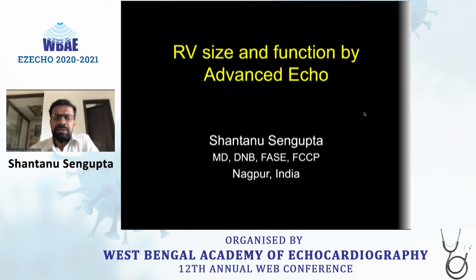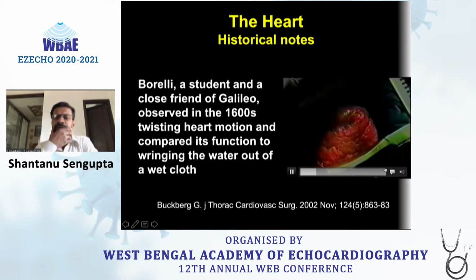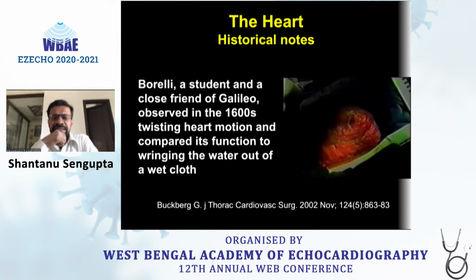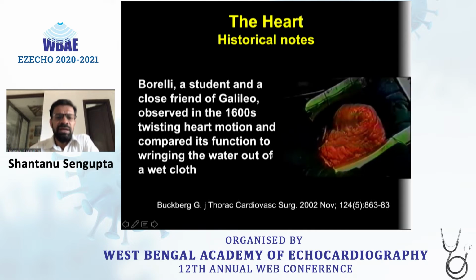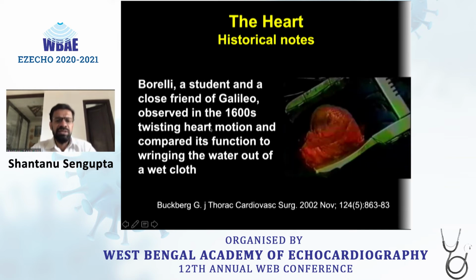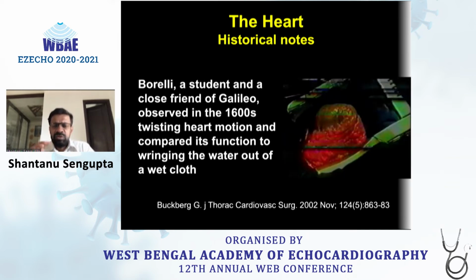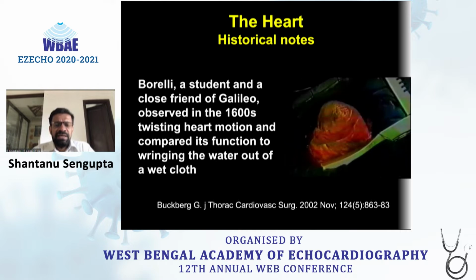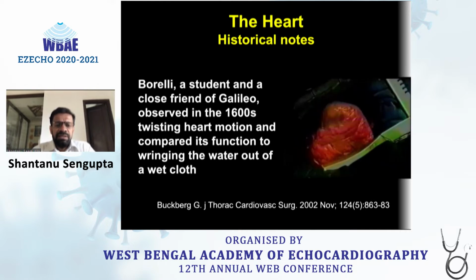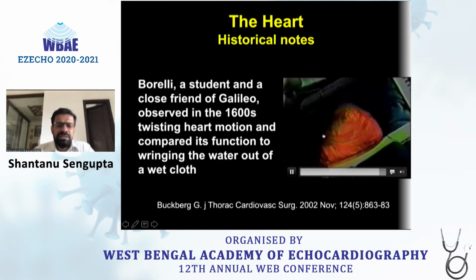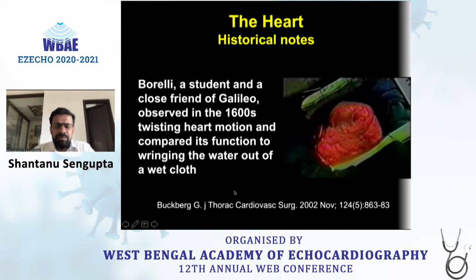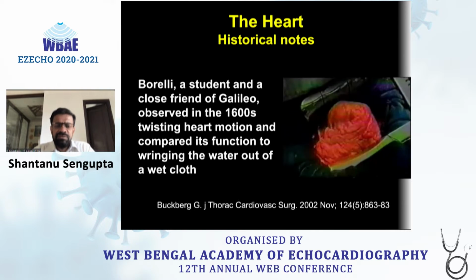So the assessment of RV is important, and way back in the 1600s, this is how a surgeon sees the heart once he opens it up. You can see that Borelli, a student of Galileo, showed that the heart twists. The motion of the heart is on a twisting basis, compared to the wringing of water coming out of a wet cloth. And this is the anterior portion of the RV, which encircles and comes in front of the LV. So the heart is an important structure, and the RV assessment becomes very much imperative.